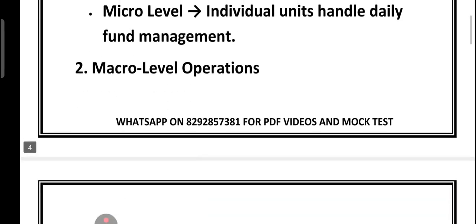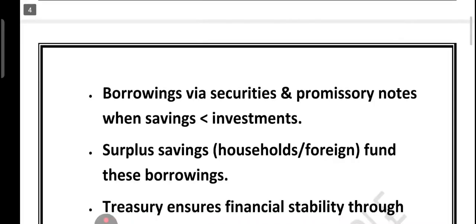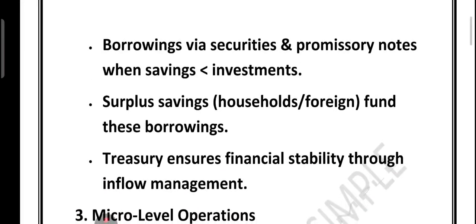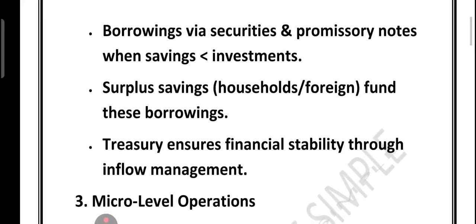Now if we talk about the macro level operation, two things can happen. Savings in the economy can be less than investment, right? So at the macro level, what happens when savings in the economy are less than the investment? The government or the big corporates raise money by issuing securities or promissory notes. See what they do, they issue securities, they issue promissory notes, right, at the macro level when savings are less than investment.